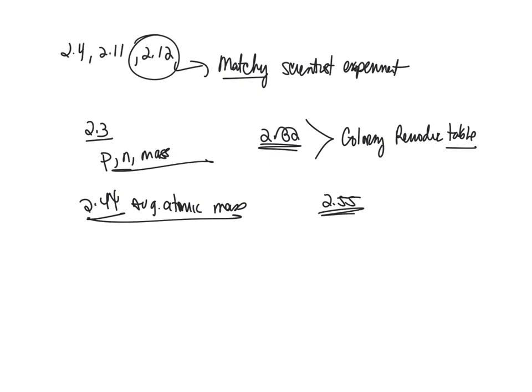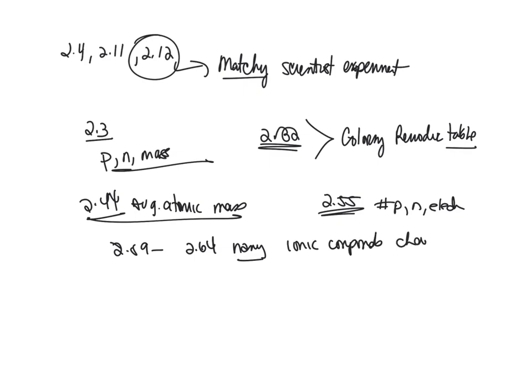2.55, you will have to figure out the number of protons, neutrons, and electrons, and electrons in the ions. And then 2.59 through 2.64 are naming. These are going to be your ionic compounds. We've gone over some examples of that, and you need to do your charges. And then in section 2.7, we're doing molecular compounds. Know the difference between an empirical formula and a molecular formula.